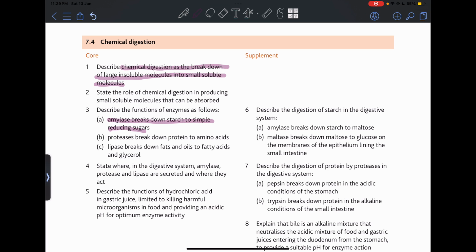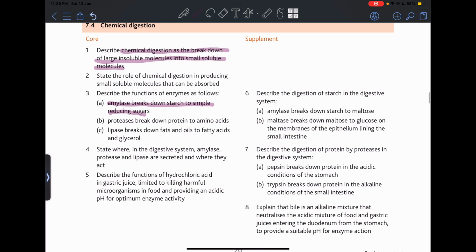Number 5 says describe the functions of hydrochloric acid in gastric juice, limited to killing harmful microorganisms in food and providing an acidic pH for optimum enzyme activity. So, as I said in chapter 5 on enzymes, some enzymes work at specific temperatures and pHs. For example, there's an enzyme that may only work at pH 7 and then it gets denatured, and there are some enzymes that work at pH 2. These are found in the stomach, such as pepsin. They help the stomach in digesting and killing harmful microorganisms. So this is something that you need to know.